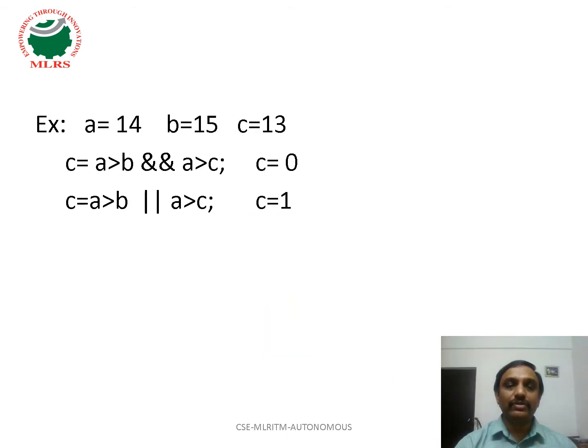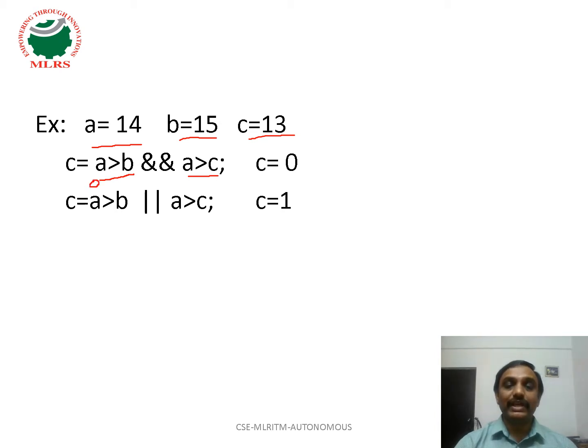Now see the example for logical AND operator and logical OR operator. Here you observe three values taken. A is 14, B is 15, C value is 13. We are using the logical AND operator between two expressions. First expression is A is greater than B. Second expression is A is greater than C. In between those two, we are applying the logical AND operator. Now observe what is the value of A? 14. Value of B is 15. 14 is greater than 15, which is false. So its value is 0.